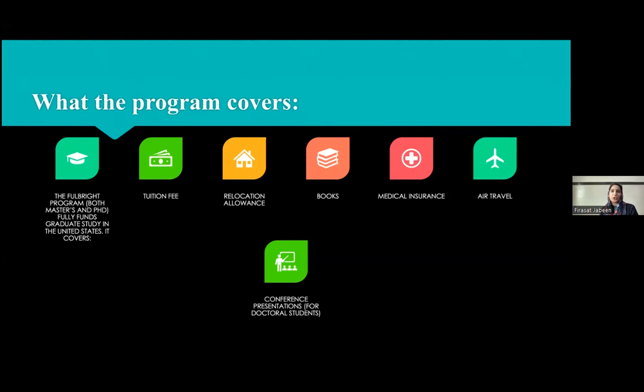Now, for doctoral students, they are there for almost five years, 4 to 5 years. So after 2 years, doctoral students are eligible to apply for a mid-program travel grant, which allows them to come home in the middle of the program to visit family, and even if they want to conduct short-term research for collecting data or anything, Fulbright covers that too.